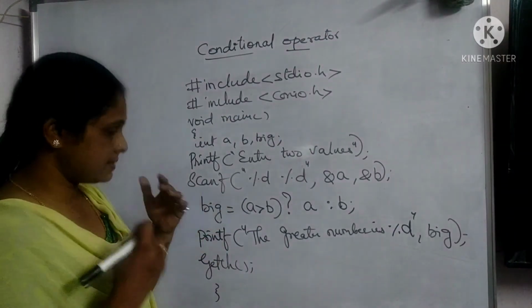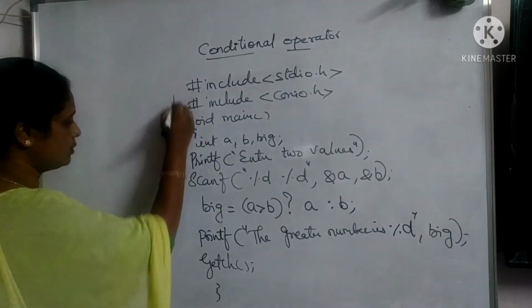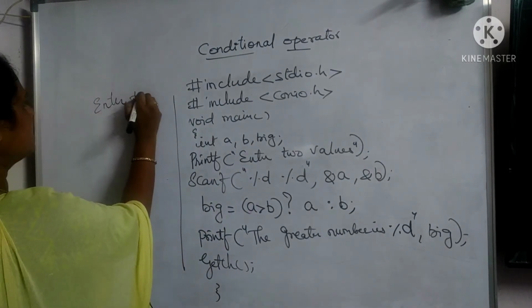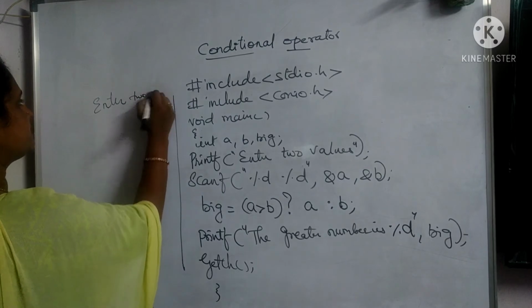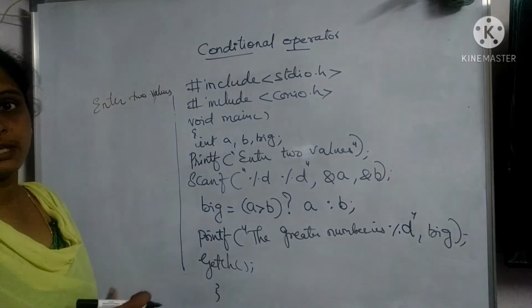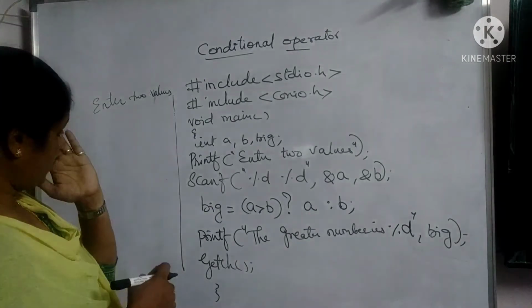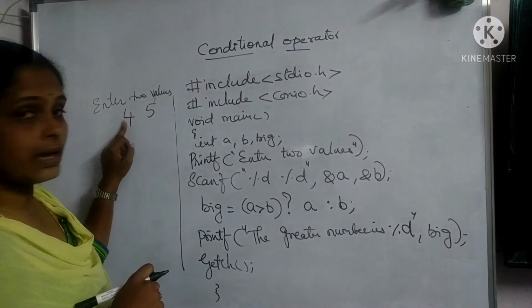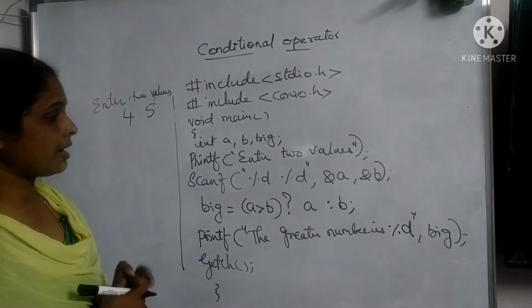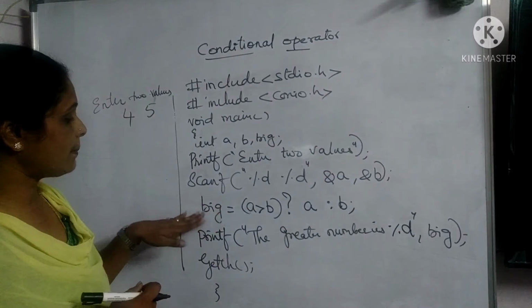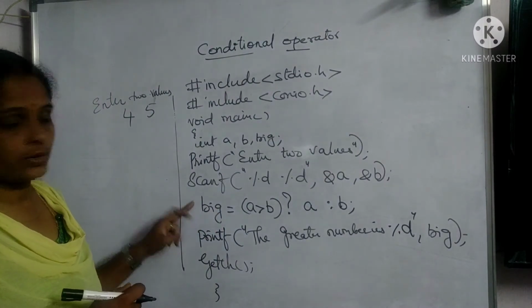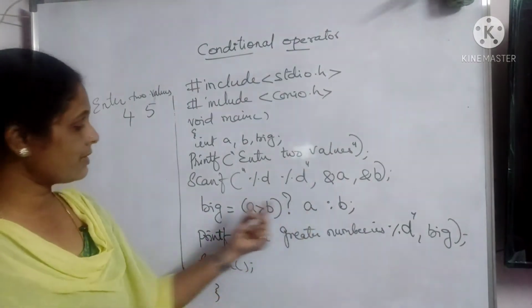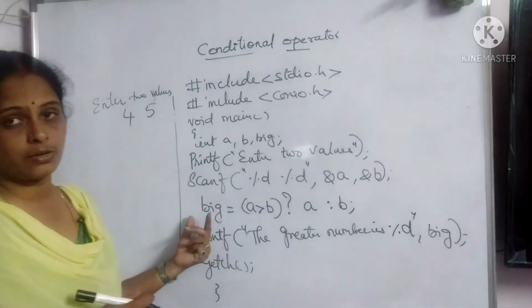Now suppose I execute this, what happens? The output will be something like this. It will ask me to enter 2 values. Now suppose I enter 4 and 5. That is, into A I have entered 4 and into B I have entered 5. Then the calculation part comes. Big is equal to A greater than B. If this is correct, A will be the value of big. If it is not correct, B will be the value of big.